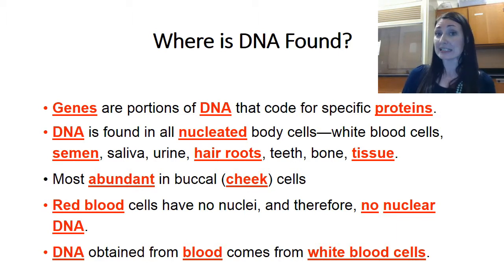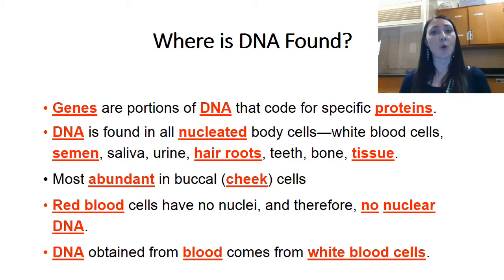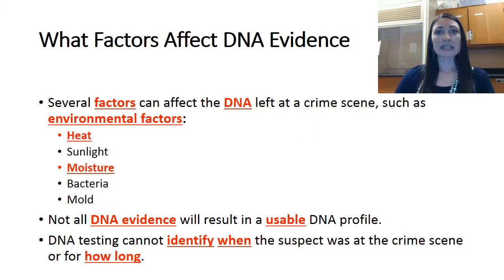So if we get any DNA from a blood sample, it's coming from the white blood cells. DNA doesn't last forever at a crime scene. There's a lot of factors that can affect DNA left at a crime scene, such as heat. On a hot day, your DNA is not going to be usable after a long time. Sunlight can also damage DNA, as well as moisture, bacteria, and mold.